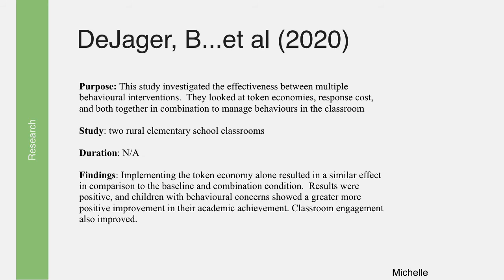economy alone resulted in a similar effect in comparison to the baseline and combination condition. So the token economy by itself actually was similar to what you would get if you combined it with response cost. Results were positive, and children with behavioral concerns showed a much greater positive improvement in their academic achievement, and classroom engagement also improved.